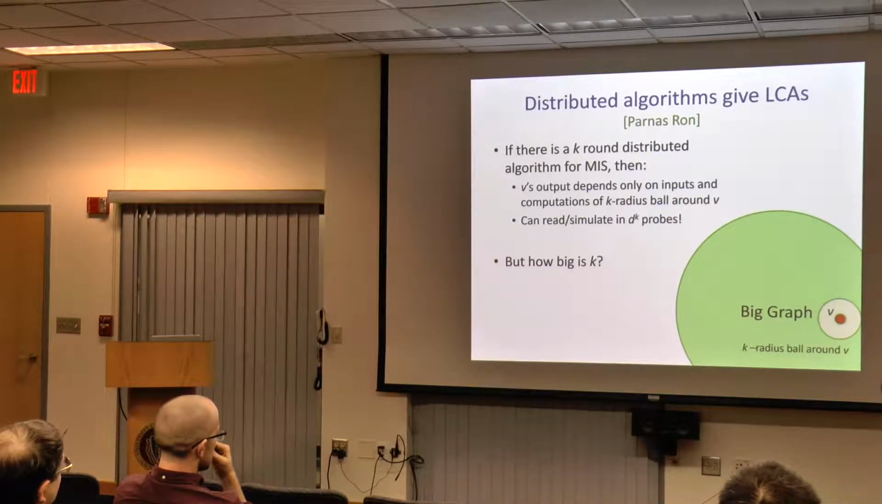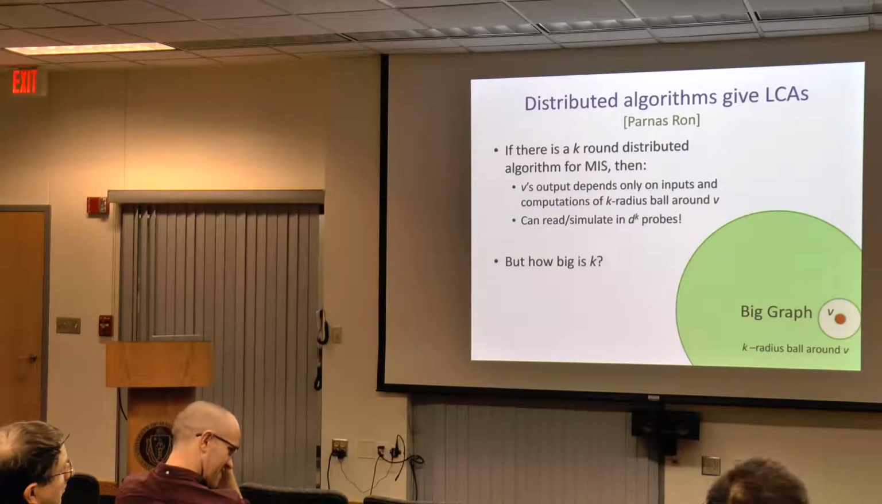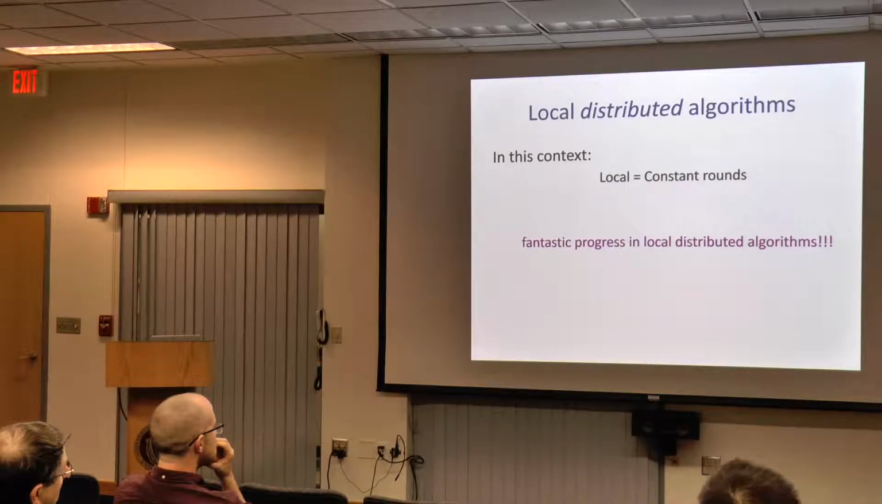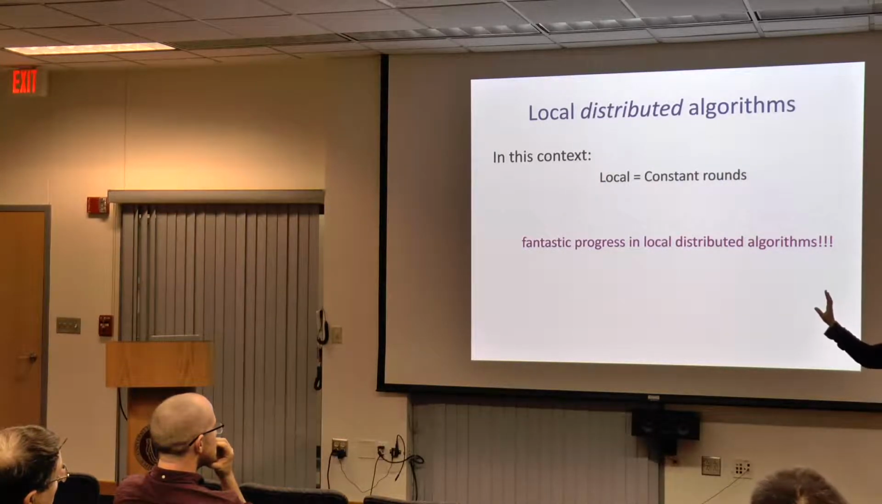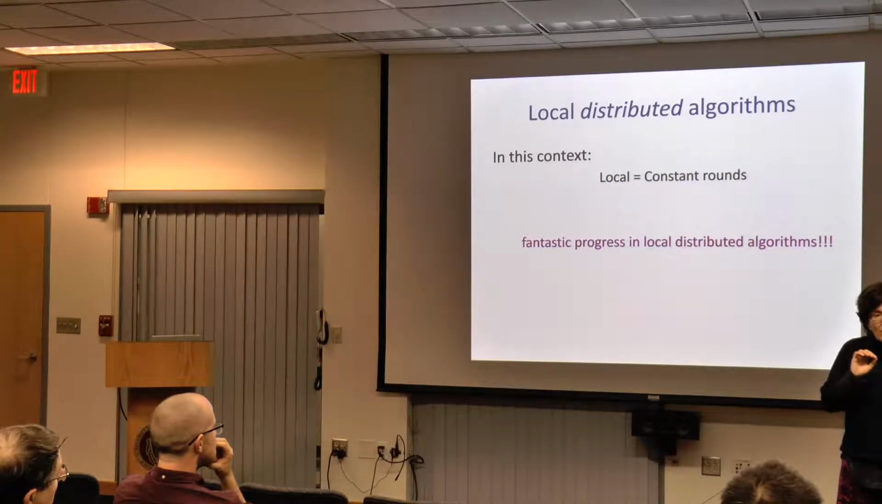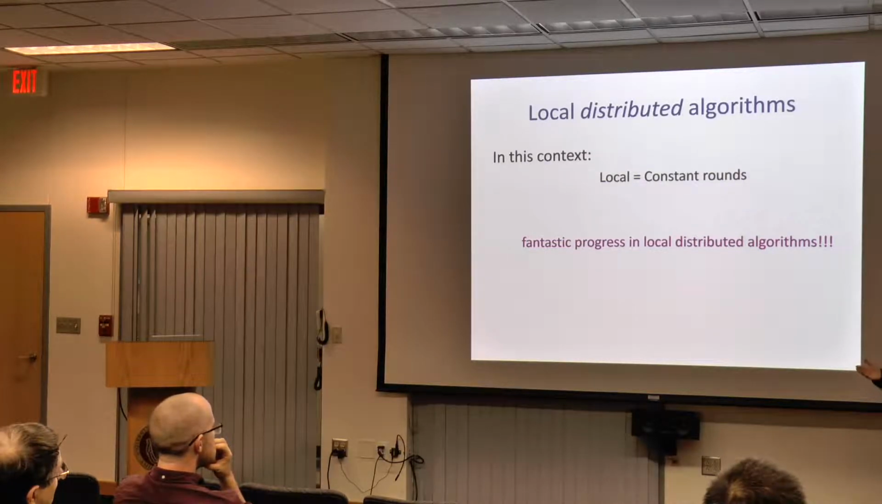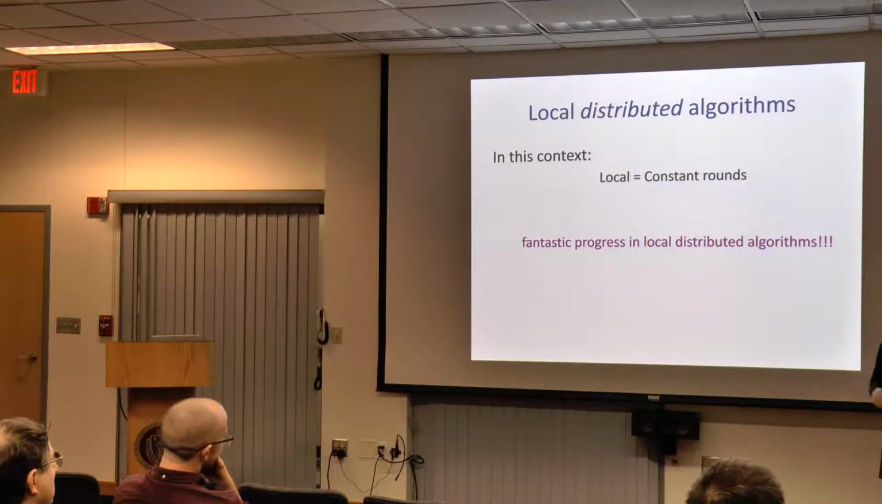So now the question is, how big should k be? Because I already told you one round isn't going to do it. Okay? And here, what we want is constant rounds, and there's fantastic progress in local distributed algorithms. I didn't write their name on the slide, but there's the work of Kuhn, Moscibroda, and Wattenhofer, a whole series of works, even things as general as all packing problems. These are LPs where everything is positive. That's how I like to think of it. There's nothing going on that's negative in there.